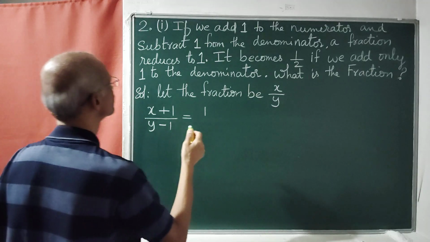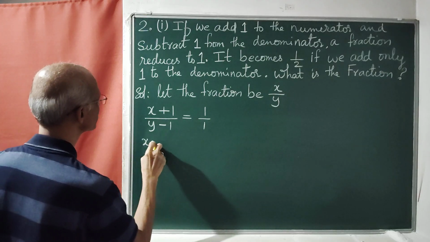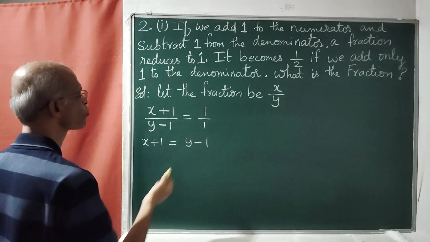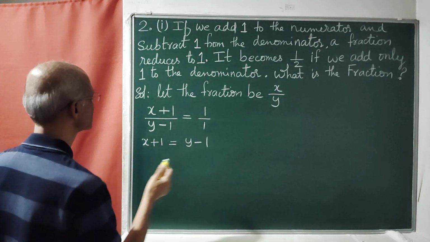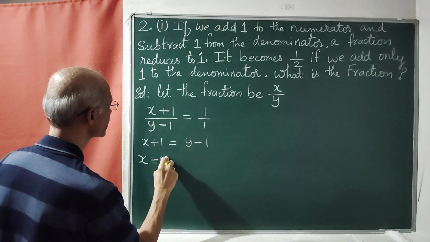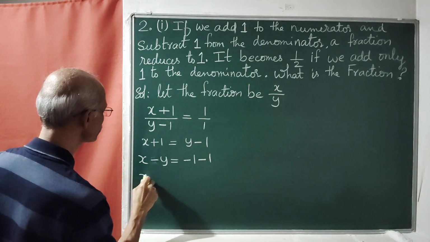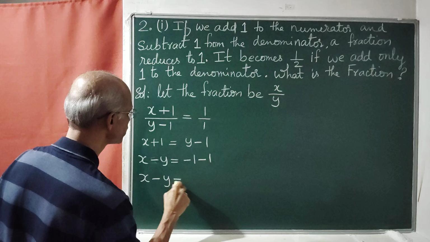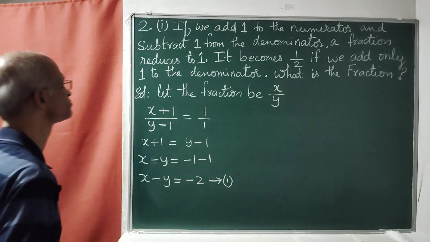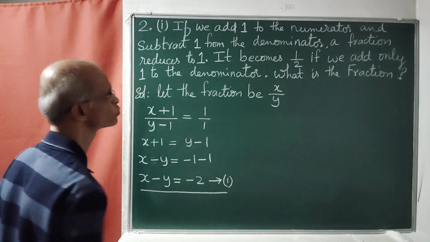So now we will cross multiply. So we'll get x plus 1 is equal to y minus 1. Transpose y to the left side, 1 to the right side. So we get x minus y is equal to minus 1 minus 1. So x minus y will be equal to minus 2. This is the first equation: x minus y is equal to minus 2.